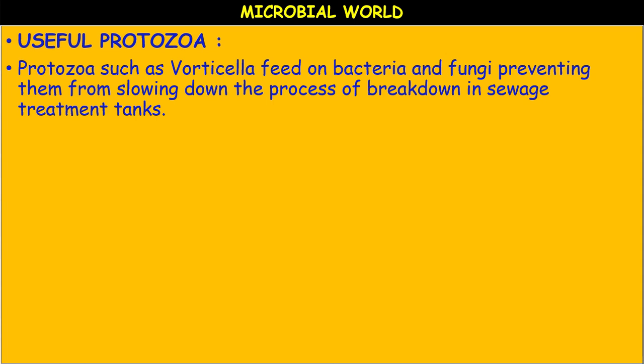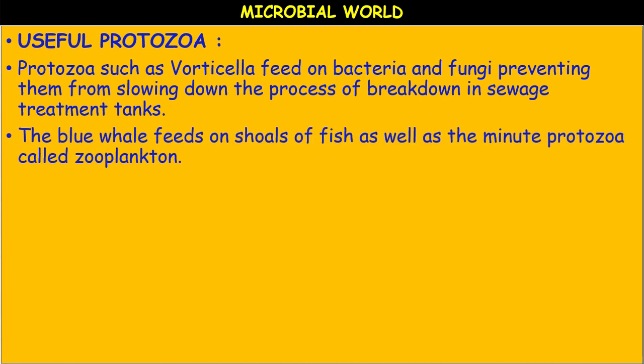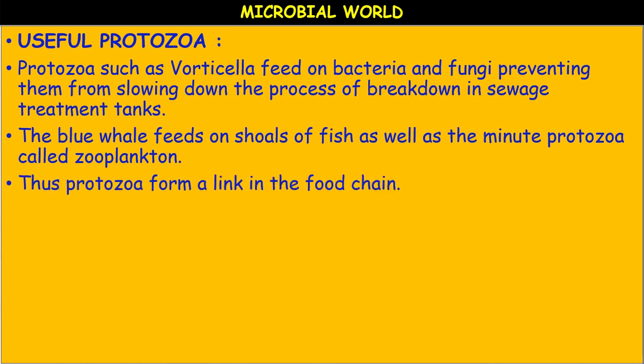The protozoans such as Vorticella feed on bacteria and fungi, preventing them from slowing down the process of breaking down in sewage treatment tanks. The blue whale feeds on shoals of fish as well as the minute protozoa called zooplankton. Thus, the protozoa form a link in the food chain.